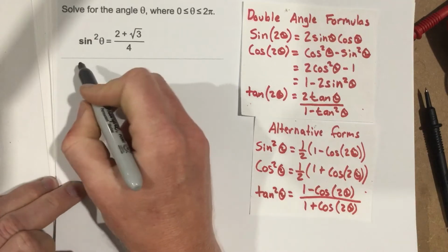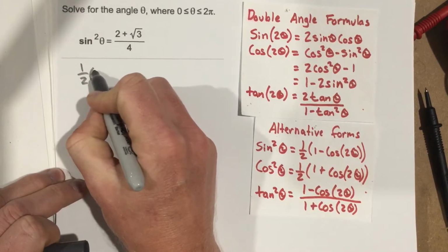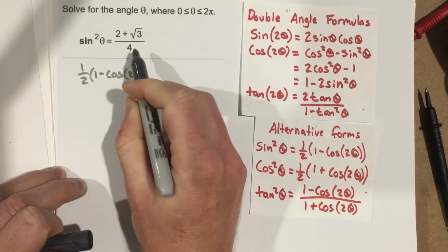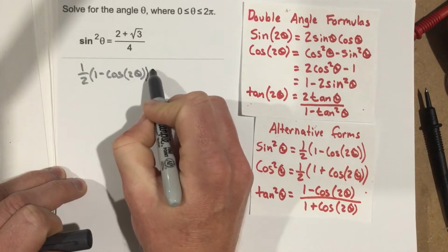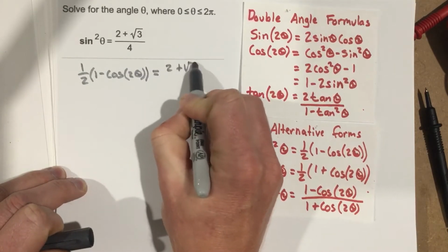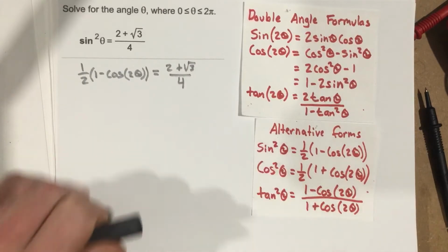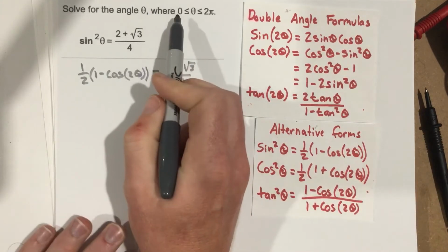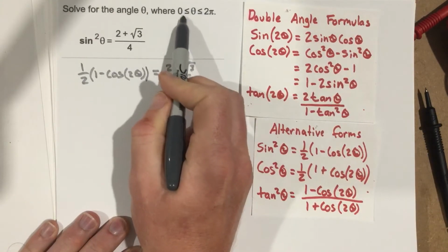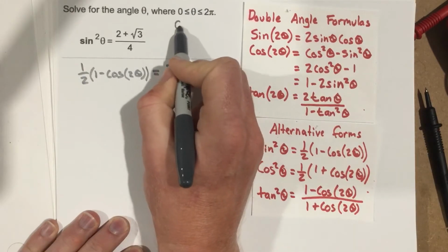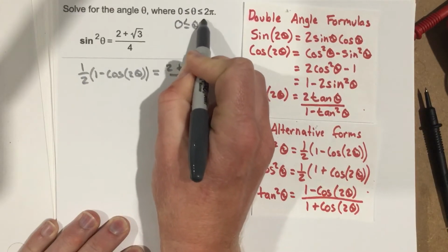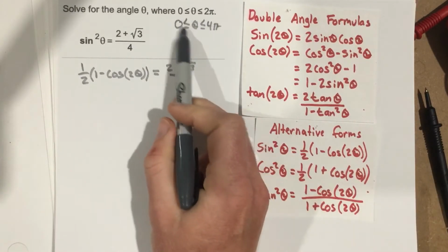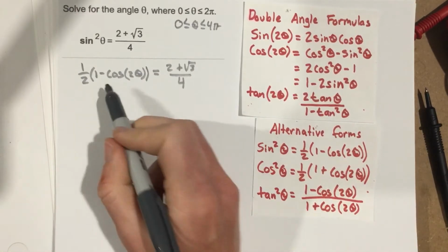So we're going to say that 1/2 (1 minus cosine 2 theta) equals (2 plus root 3) over 4. Now, because we used a double angle formula, essentially, that's going to increase the angle where our solutions can lie. So we now can find solutions between 0 and 4 pi because we doubled the angle. So keep that in mind. We're going 2 times around the unit circle. Now let's go ahead and solve this.